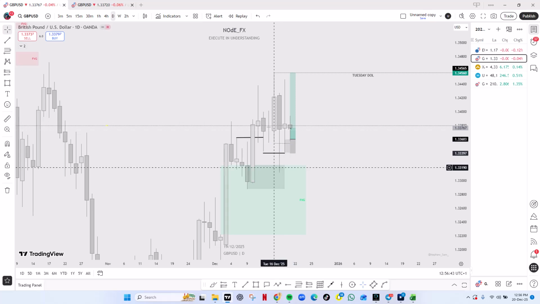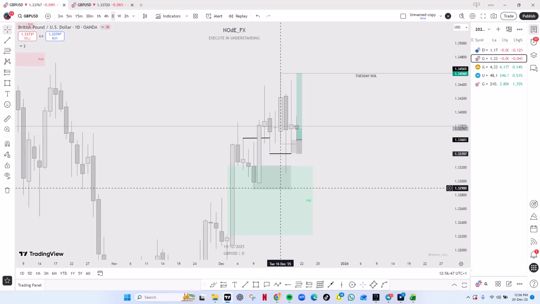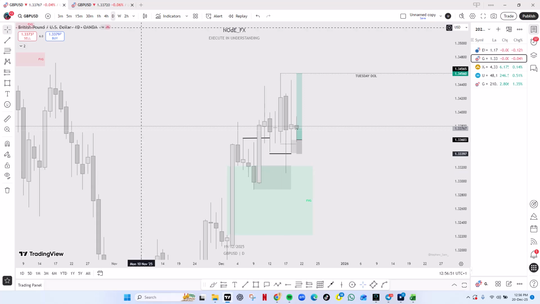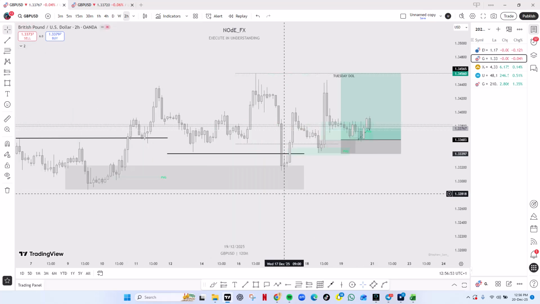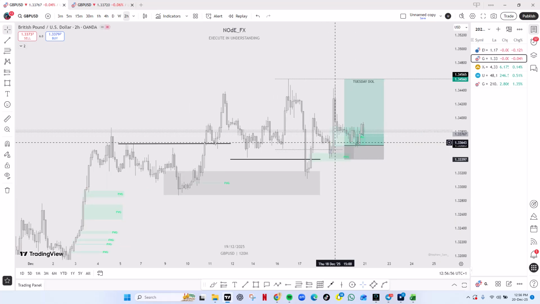Hence the reason why price mitigated this demand. And then after mitigating the demand, I did not enter at once. What did I do? I waited for clarity. The clarity was what? The change in state of delivery that happened here.